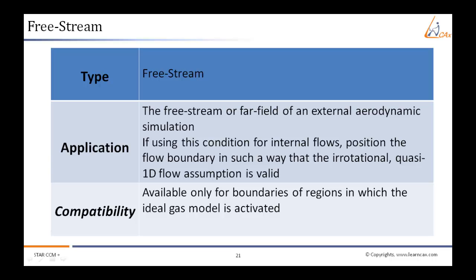If we are using this condition for internal flows, we should position the flow boundary in such a way that the irrotational quasi-1D flow assumption is valid. This type is available only for boundaries of regions in which the ideal gas model is activated.